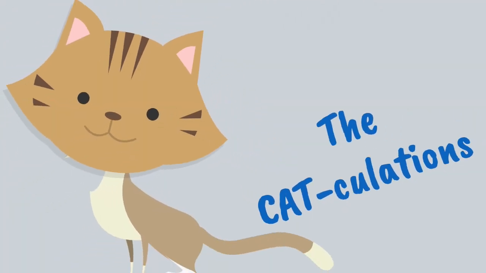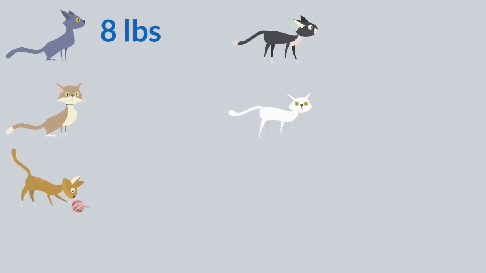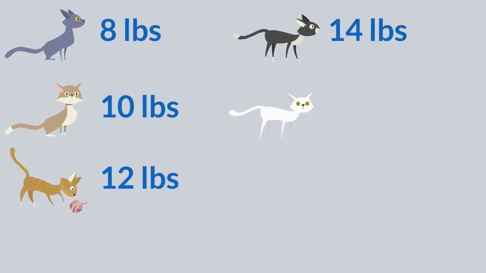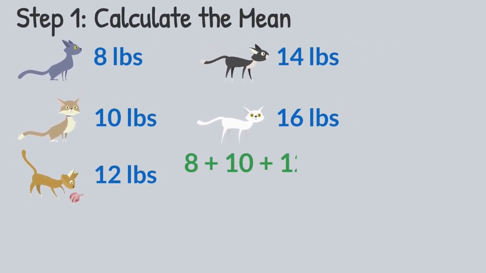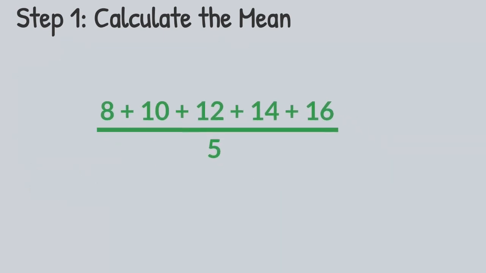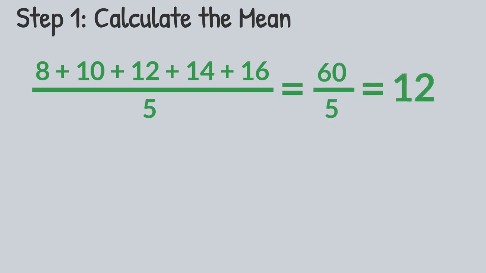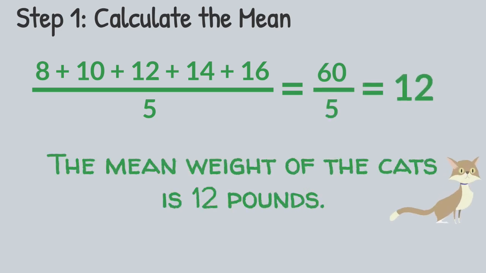Let's start with an example using whole numbers. Suppose you have 5 cats and you want to ensure that their weights are relatively stable. They weigh 8, 10, 12, 14, and 16 pounds. First, find the mean weight of the cats. Add up all of the weights, then divide by the number of cats, in this case 5. The sum of 60 divided by 5 leaves us with 12. The average, or mean weight, of the cats is 12 pounds.